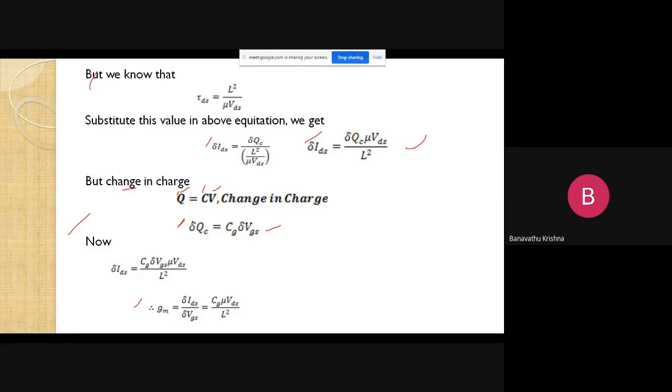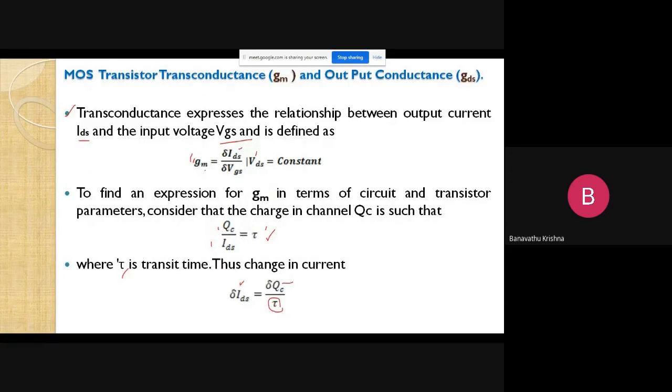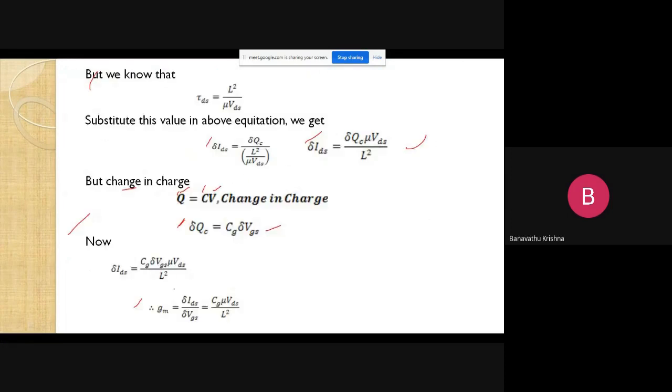Delta IDS by delta VGS is equal to CG, the gate capacitance, mobility of the charge carriers, and drain to source voltage, by the square of the channel length, right? So the transconductance is nothing but the ratio of change in drain to source current with respect to change in gate to source voltage. So delta IDS by delta VGS, that is CG into mu VDS by L square, is nothing but GM, right?